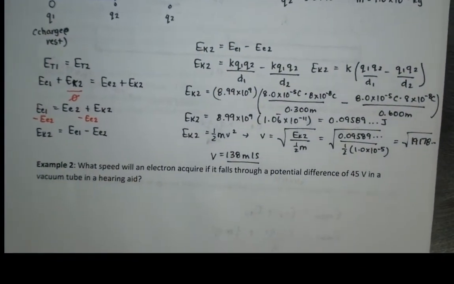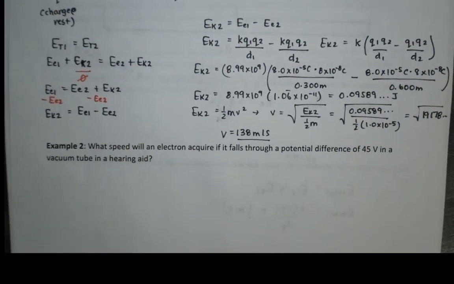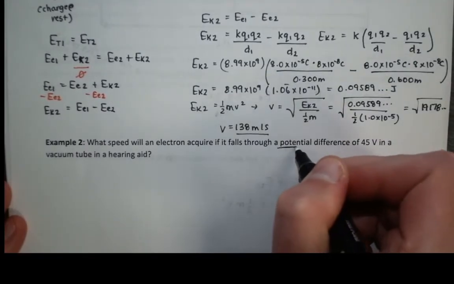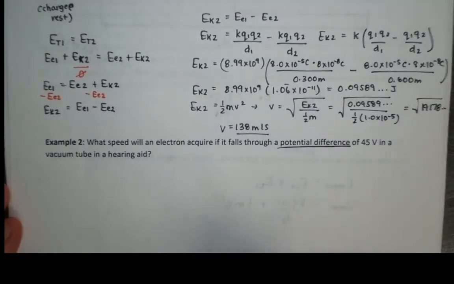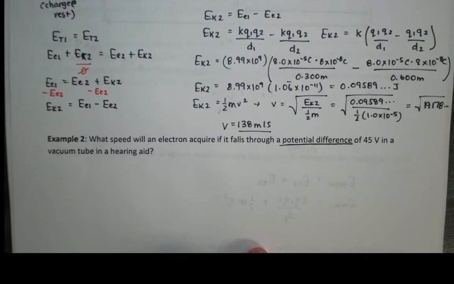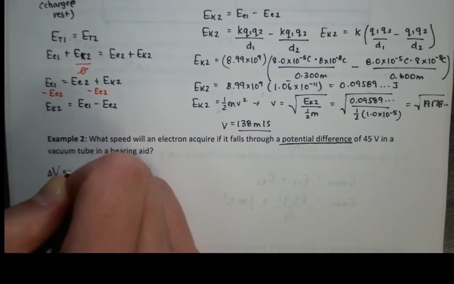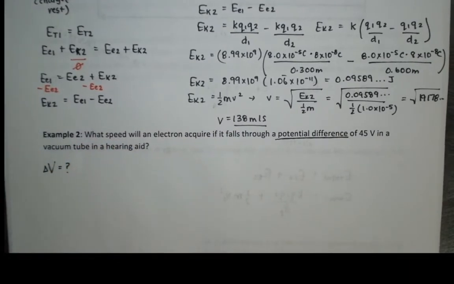Okay, example number 2. What speed will an electron acquire if it falls through a potential difference of 45 volts in a vacuum tube in a hearing aid? Potential difference is going to be delta big V.